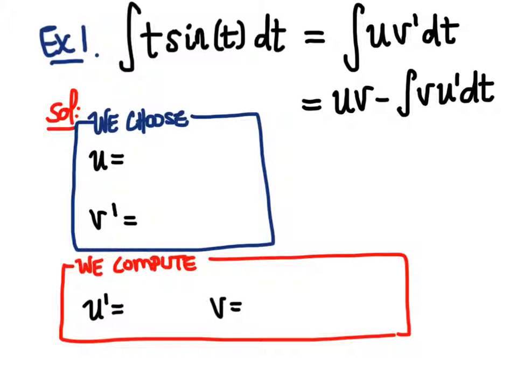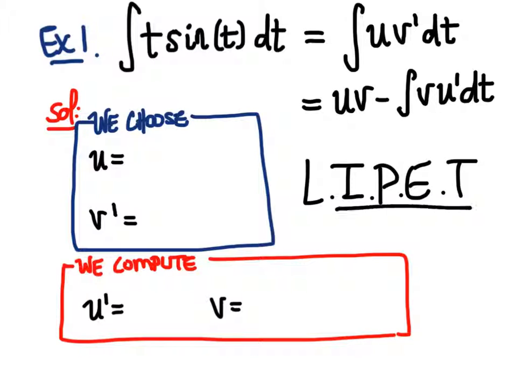And again, what we're going to use is L-I-P-E-T to choose u. L stands for logarithmic functions, I stands for inverse trigonometric, P for polynomial, E for exponential, T for trigonometric. So we look at our integrand and we ask ourselves if we have any logarithmic functions. We have none. We go to I. Are there any inverse trig functions? We have none. We move to P. Are there any polynomial functions? Yes. t is a polynomial function. So that becomes your choice for u. So u becomes t. And v prime is what remains in the integrand, which is sine of t.